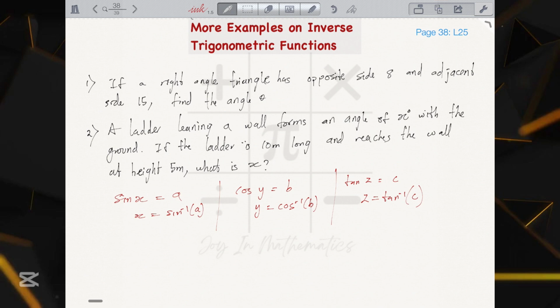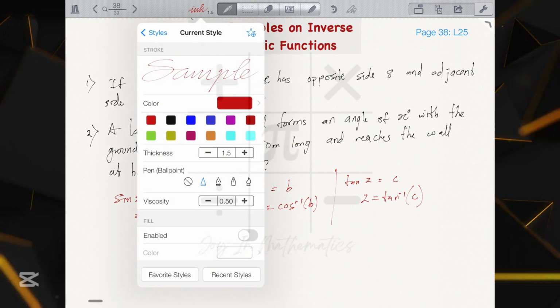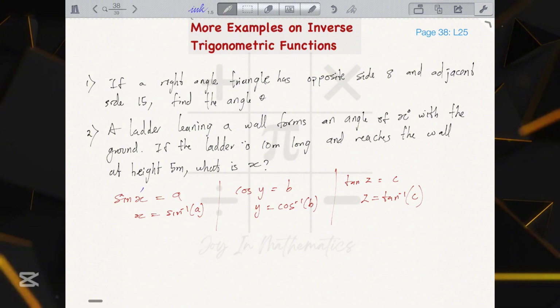All right, so let's apply that to this. Remember, in the previous video, we were using something like alpha, beta, and gamma. So this was x, and this was y, and this was z. So far, do you understand the concept of what we're driving at? So let's begin with the first question.